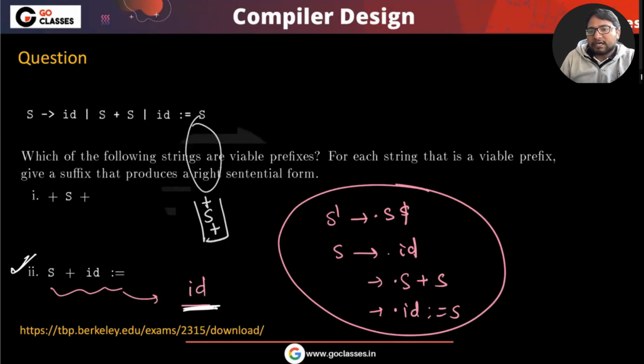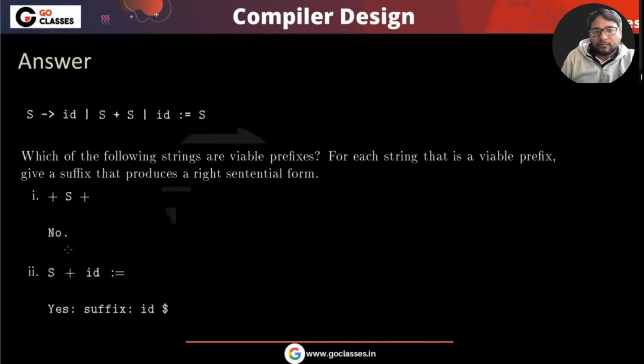Then tell me, can the stack start with plus? Do you have anything to go for plus? Any state if you use plus here? The automata will not go to any state if you use plus, right? So that's why this is not the viable prefix. This is the viable prefix, and you need to append ID. Let's just check. No, the suffix is ID, right? Understood?